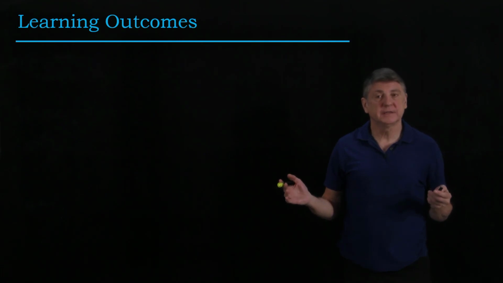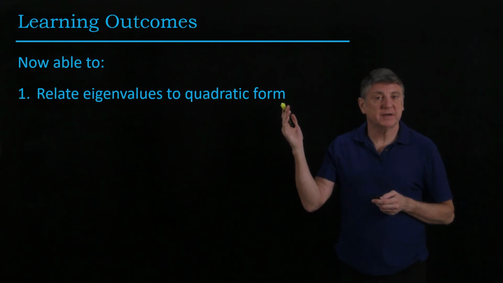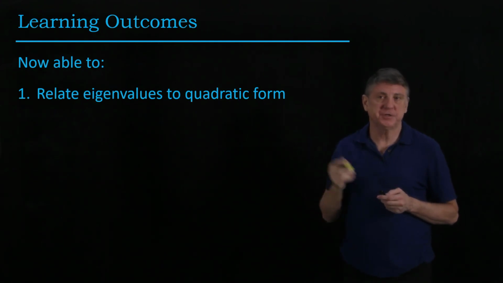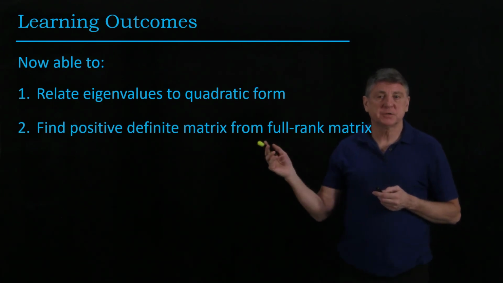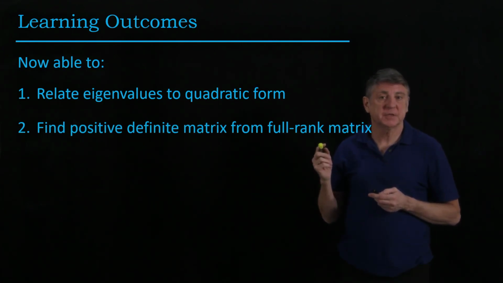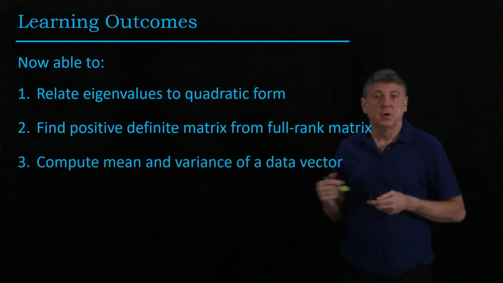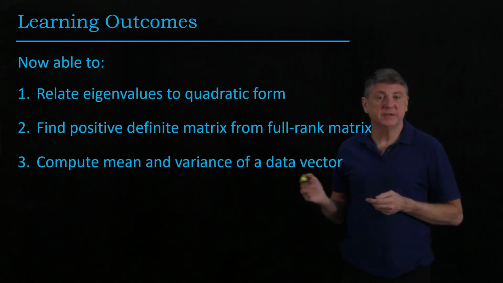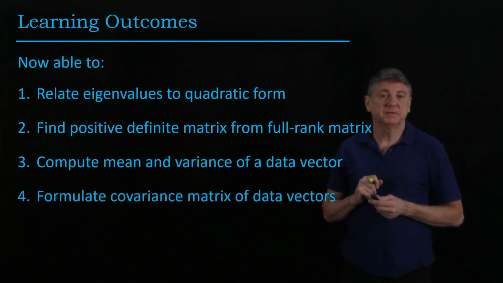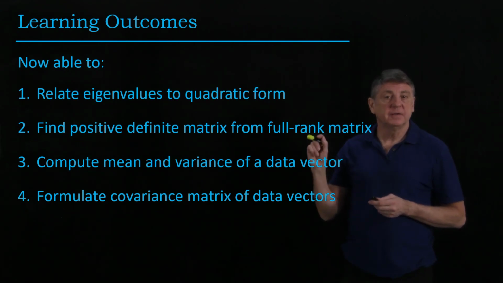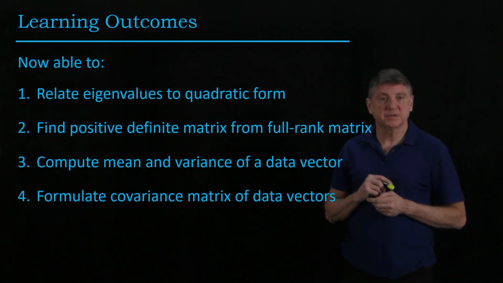What have we learned in this lecture? Well, we're now able to relate eigenvalues to the quadratic form, or if you wish, to the energy term, depending on which words you want to use. We're able to find a positive definite matrix from a full rank matrix, and from a non-full rank matrix we can find a positive semi-definite matrix. We now know how to compute the mean and variance of a data vector, and we can formulate the covariance matrix of data vectors and discover that if the data are statistically independent, this gives us a symmetric positive definite matrix.